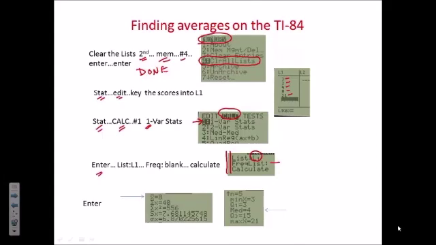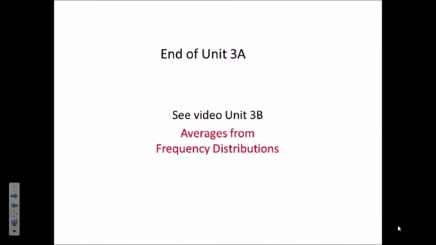Navigate down to calculate and press enter, and you'll see X bar is 8. That would be the mean, sample mean. And if you navigate down further, you'll see other statistics, including the median of 4. That's the end of Unit 3A. See Unit 3B for averages from frequency distributions.